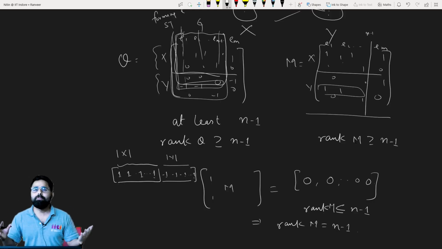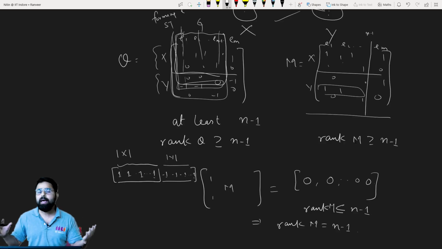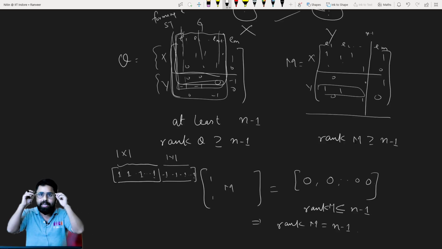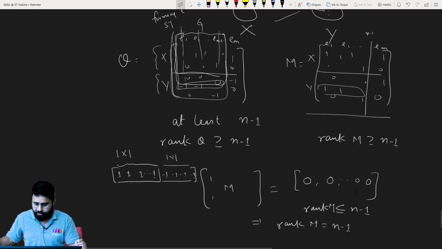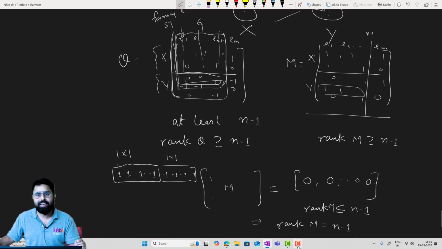So the result is: if the rank of M, the 0-1 incidence matrix, is n-1, the graph is bipartite; and if the rank is n, then the graph is non-bipartite. So thank you very much, and see you in the next lecture.